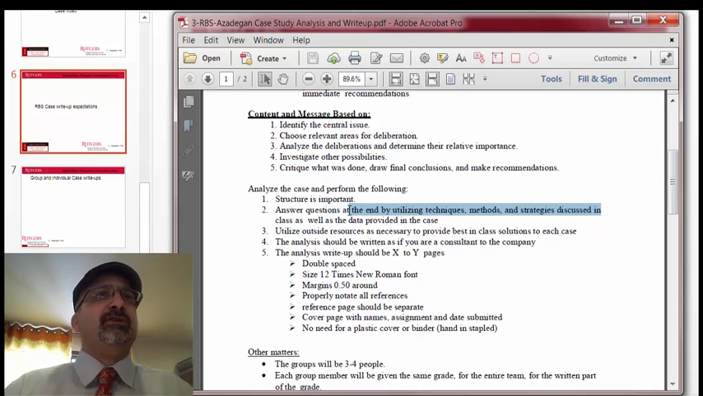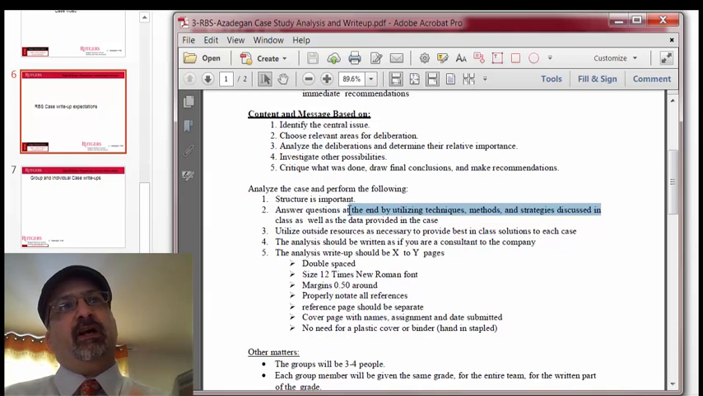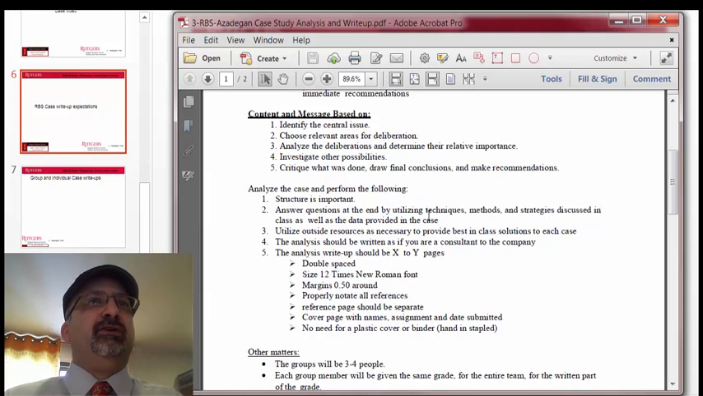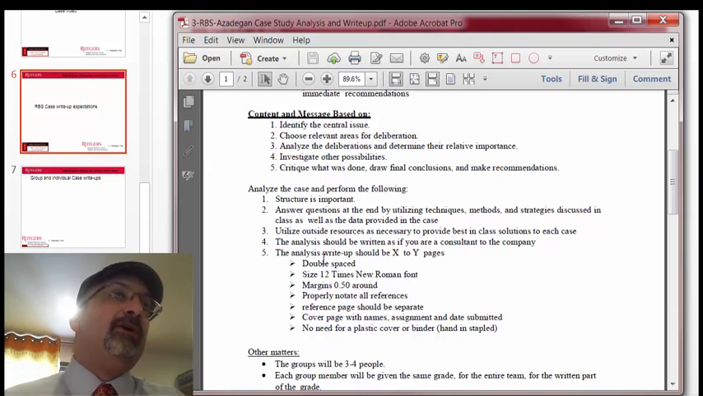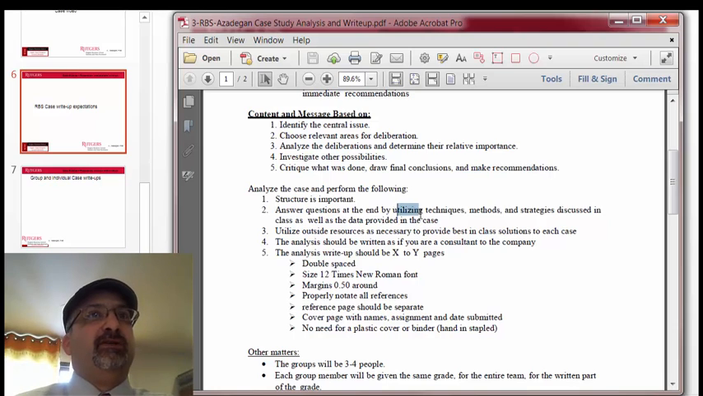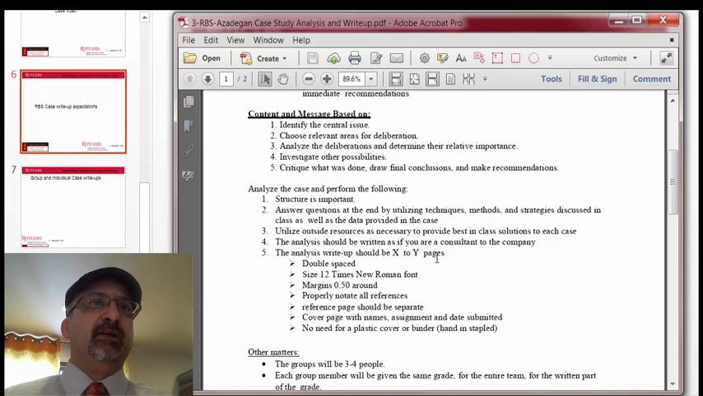If there are questions at the end of the case, you can use techniques, methods, and strategies that we have learned in the class. There may not be questions at the end, but you can still apply the techniques and methods.